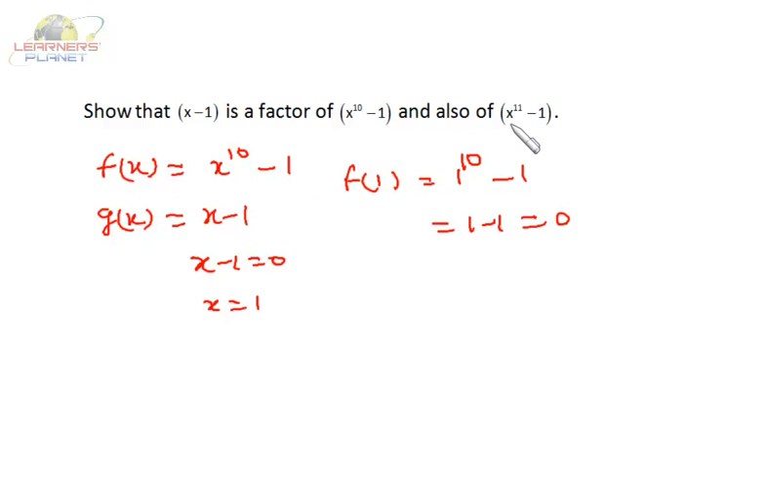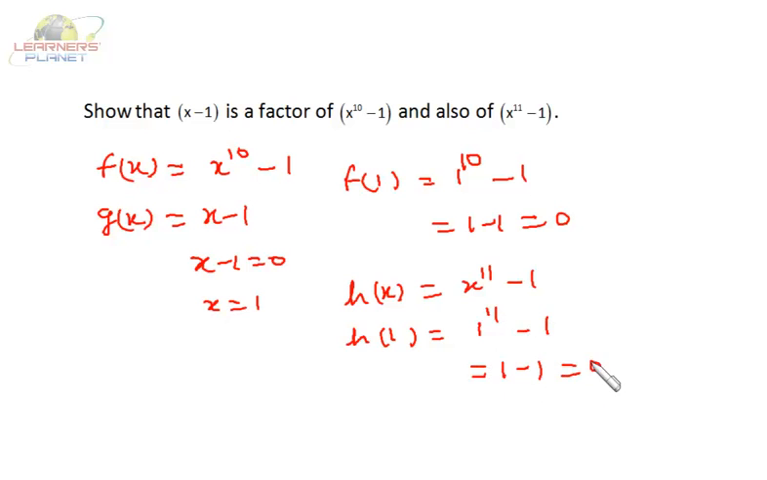Similarly, we put the value of x as 1 in this expression. Let it be hx. So hx is equal to x raised to 11 minus 1. We calculate h1. If h1 is 0, then x minus 1 will be a factor of it. If h1 is not 0, x minus 1 will not be a factor of it. So it's 1 raised to 11 minus 1, that is 1 minus 1, that is 0. That means we have proved that x minus 1 is a factor of x raised to 10 minus 1 as well as x raised to 11 minus 1. A very simple application of factor theorem. Okay.